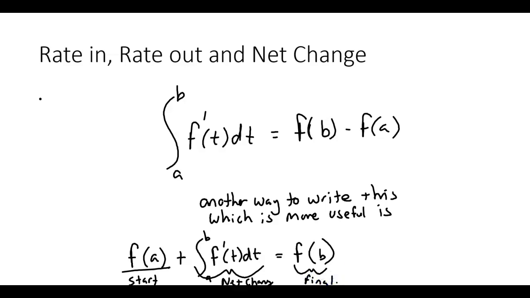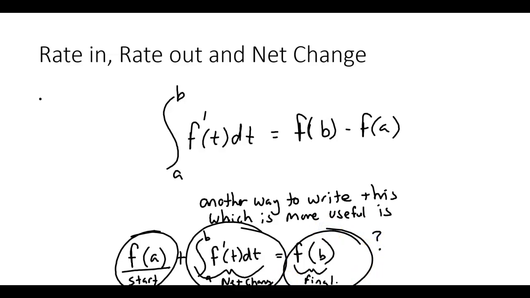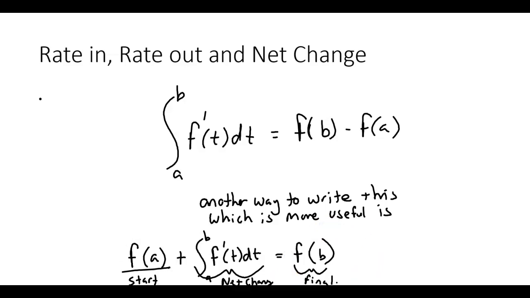A lot of the word problems we're going to be looking at, I'm going to tell you something like, okay, the bicyclist starts here and he goes this far, so where does he end up? And that's what we want to find. So it's a lot easier to write it where the final amount is solved for already, but it's really just the same equation where you've added this piece to the other side. But there you guys have it.